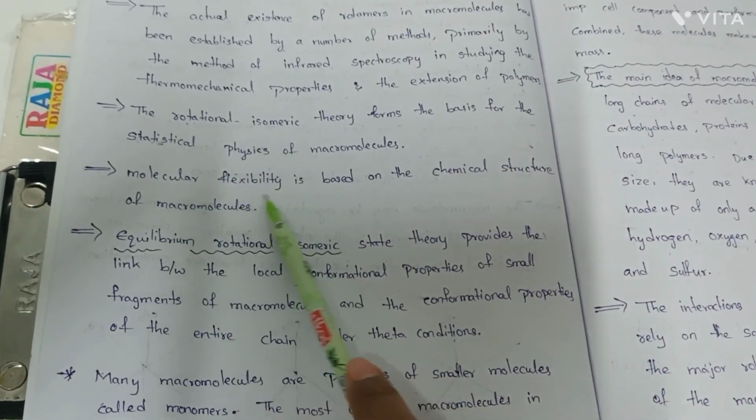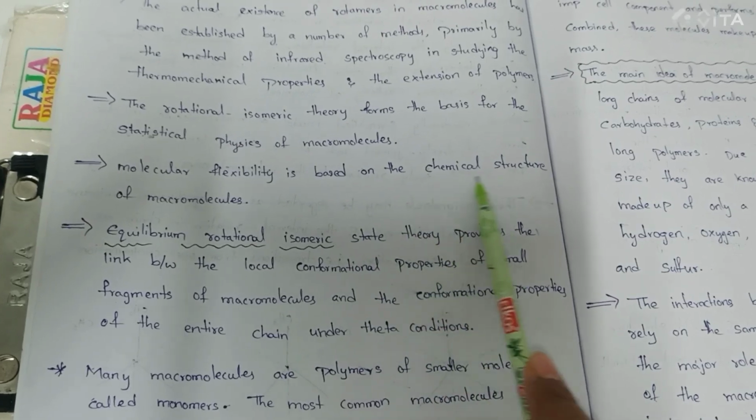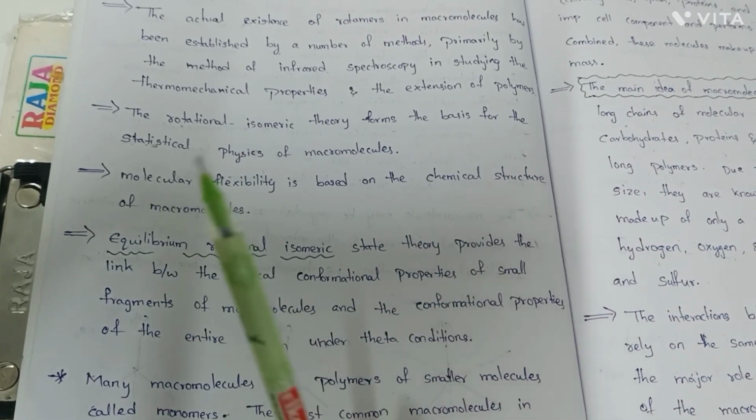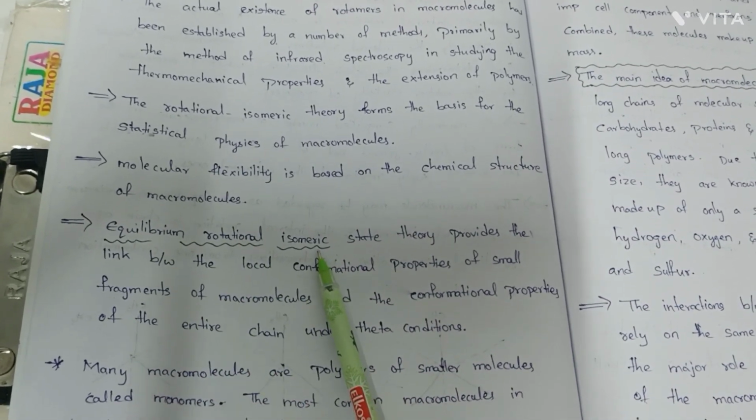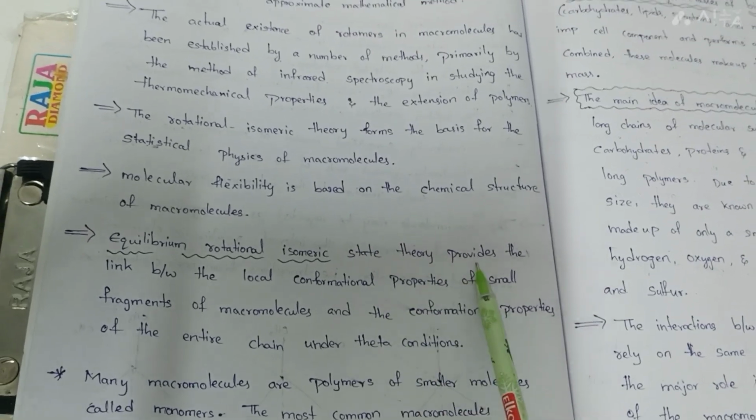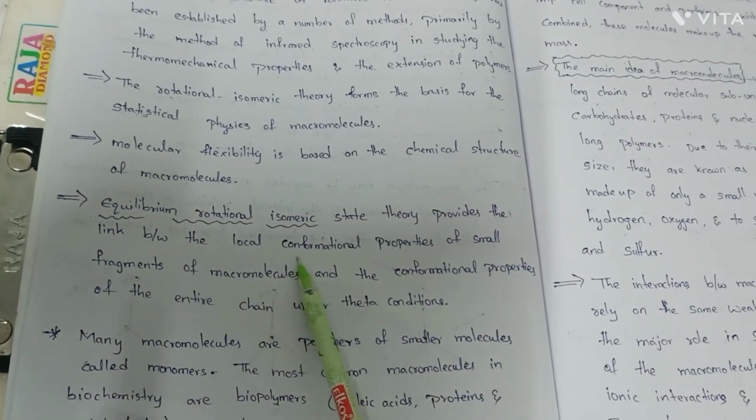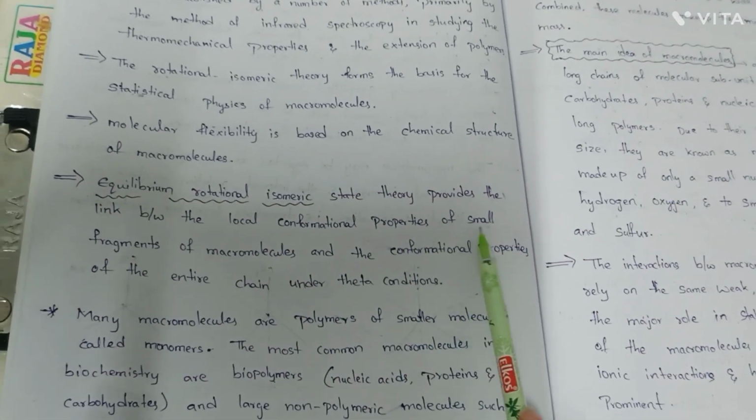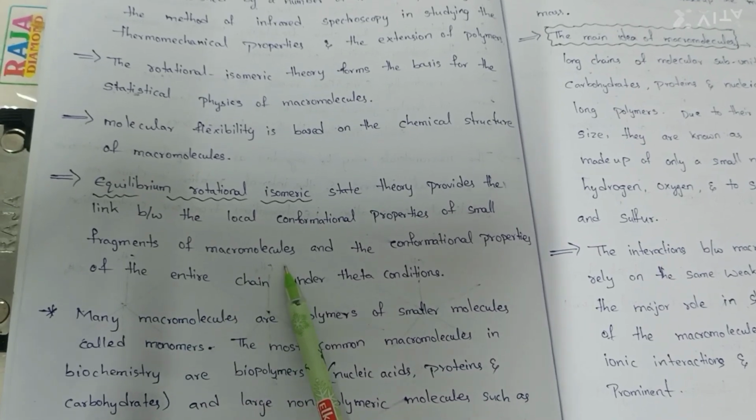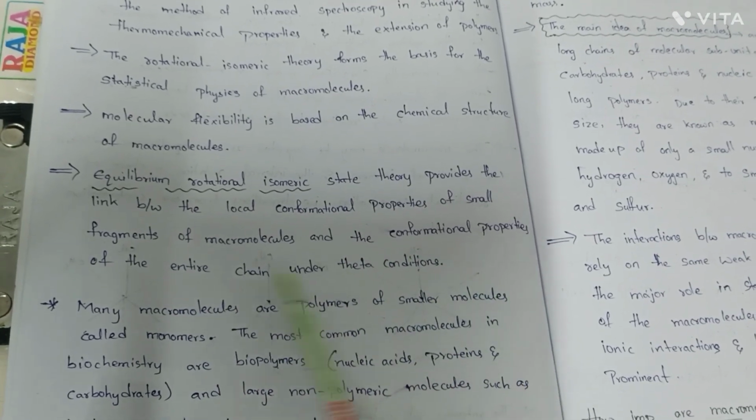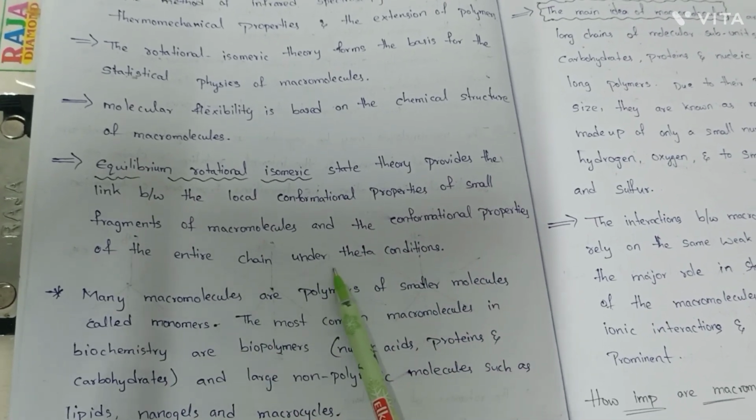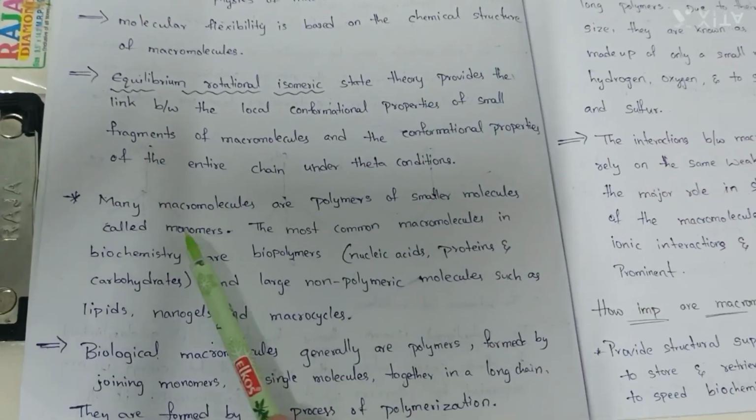The molecular flexibility is based on the chemical structure of macromolecules. Equilibrium rotational isomeric state theory provides the link between the local conformational properties of small fragments of macromolecules and the conformational properties of the entire chain under theta conditions.